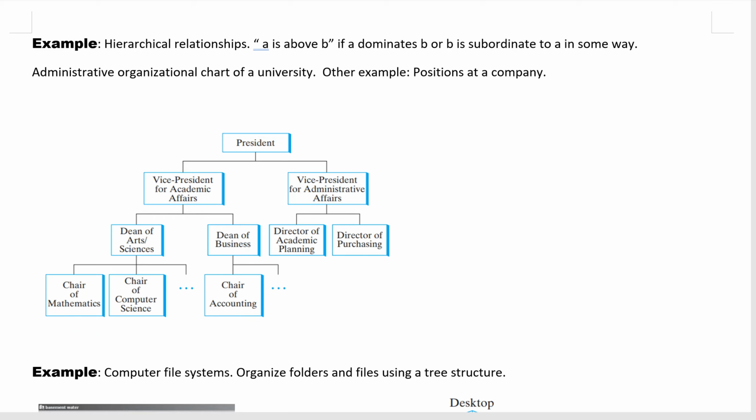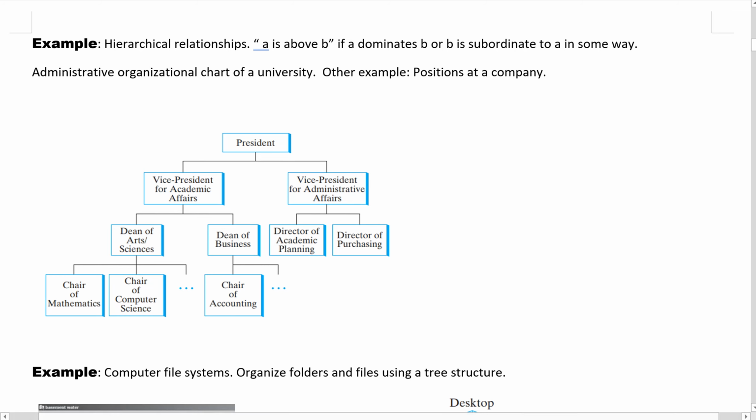And here we also have the vice president of administrative affairs. Then we have the director of academic planning, director of purchasing. So this is just an example. You can see through the rooted tree that it really shows us the hierarchical relationships: who is above who.